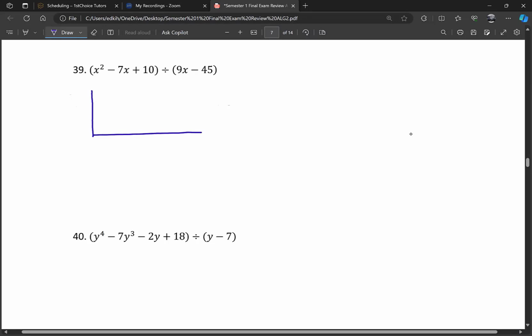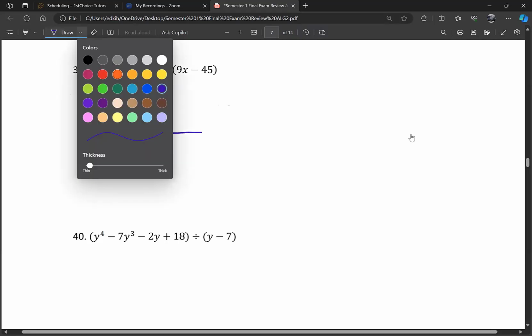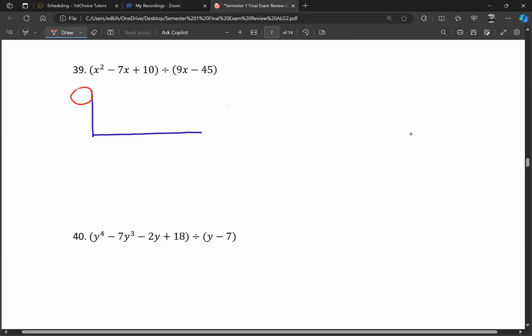Now, when you're dividing by synthetic division, what you put out here, this number, is you've got to solve for x in this little divisor. So we have 9x minus 45. We need to solve for x, so set it equal to 0. Add 45 to both sides. So 9x equals 45. X ends up being a 5. That's what you're going to put out here as your divisor.